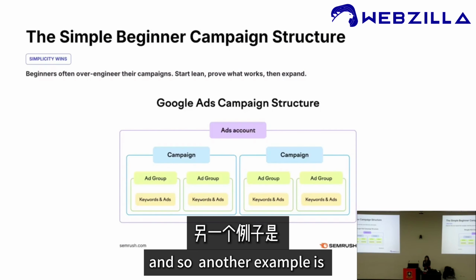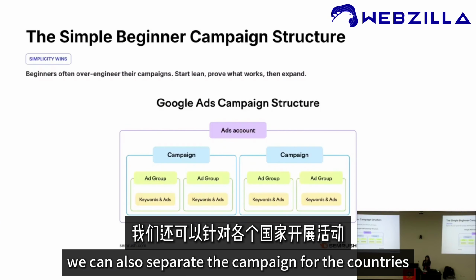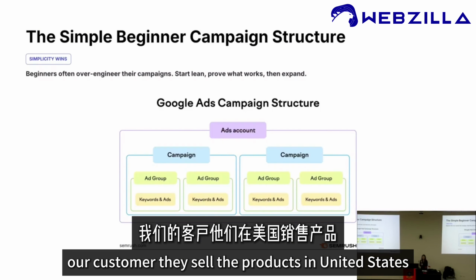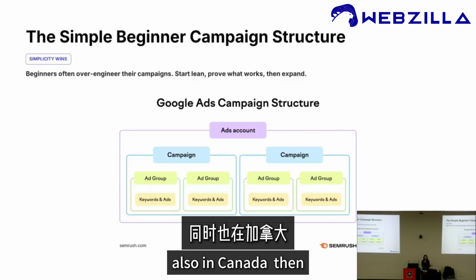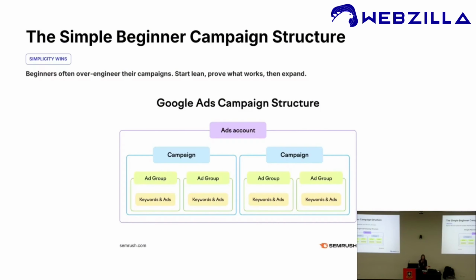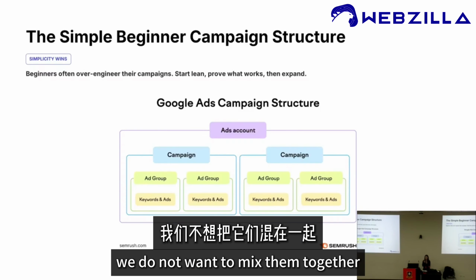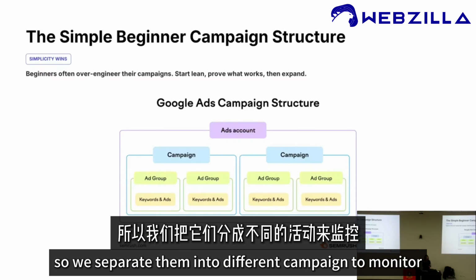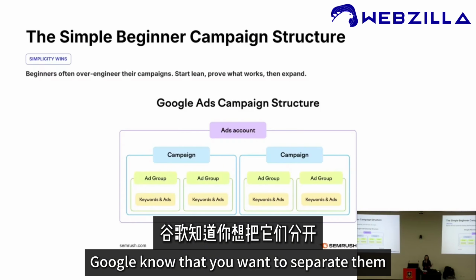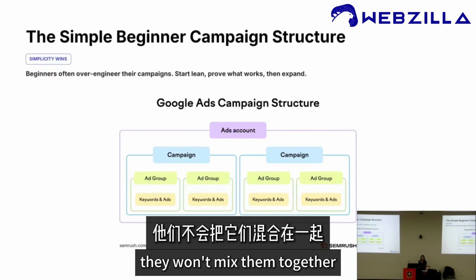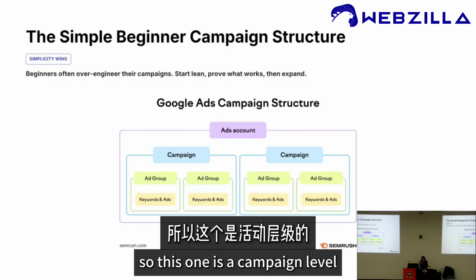And another example is we can also separate the campaign for the countries. For example, our customer, they sell the products in United States, also in Canada. Then we all know that different countries have different audience behaviors. We do not want to mix them together. So we separate them into different campaigns to monitor. Google know that you want to separate them. They won't mix them together. So this one is a campaign level.